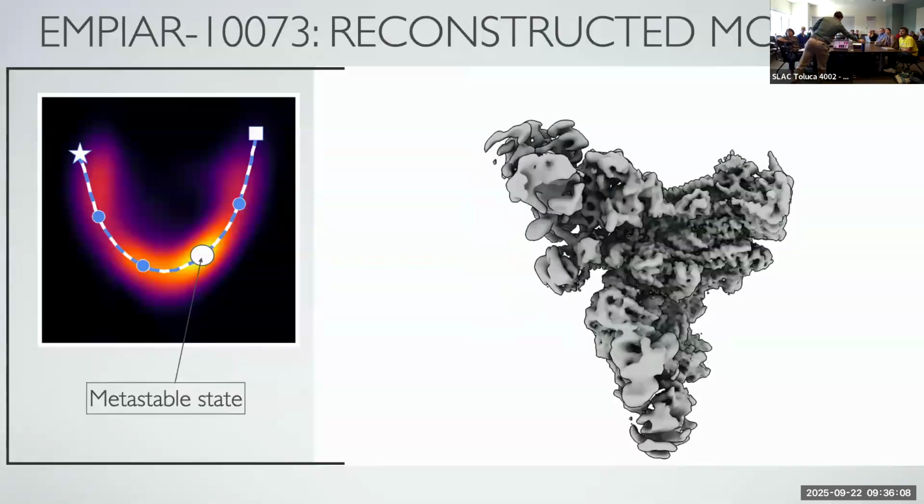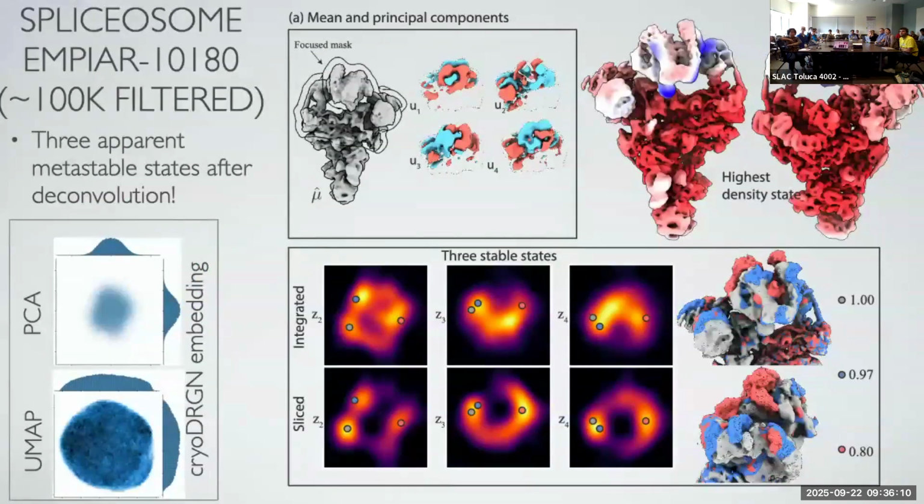Okay, here's a maybe slightly more interesting one, where this is another spliceosome data set, where if you look at the raw embedding, so here I'm showing the CryoDRGN embedding, but our embedding looks the same. It just looks like one big blob. But once we've tried to factor out the effect of the noise, we can actually find 3 peaks of the density, which we interpret as 3 metastable states of the system, which really correspond to different motions of the head and the arm of the complex.